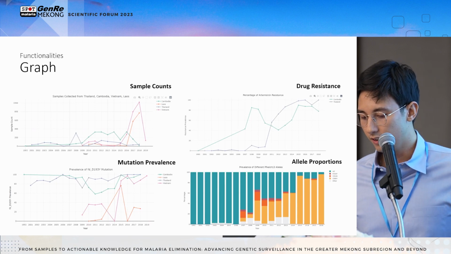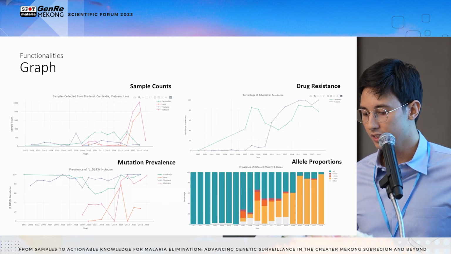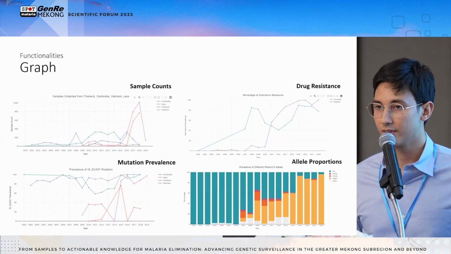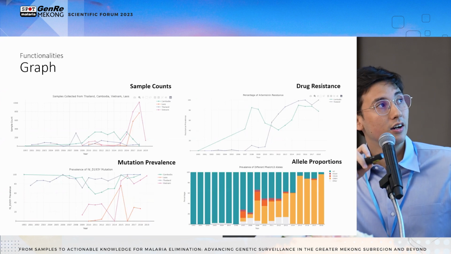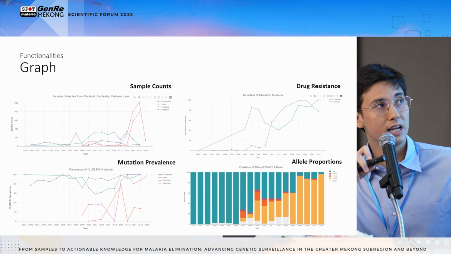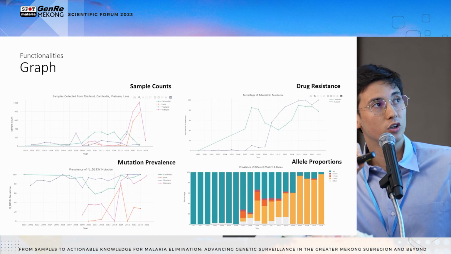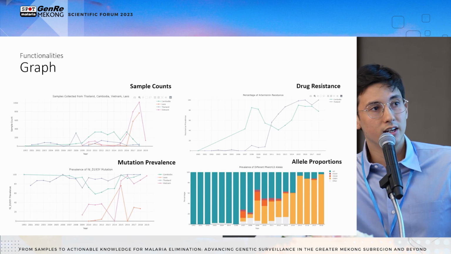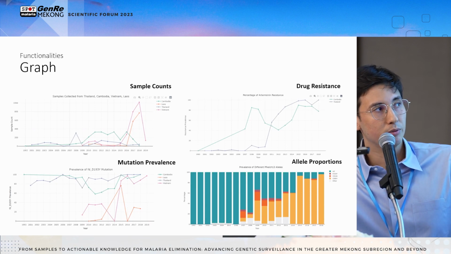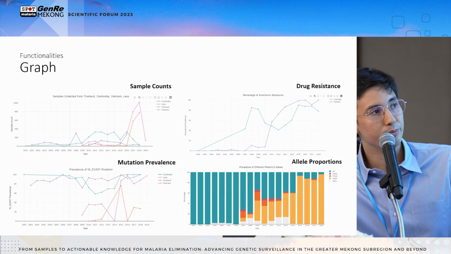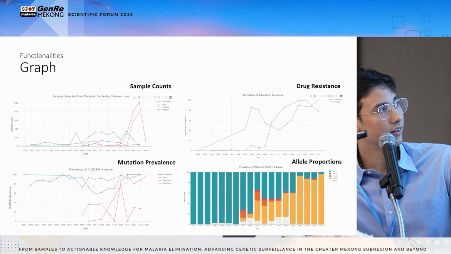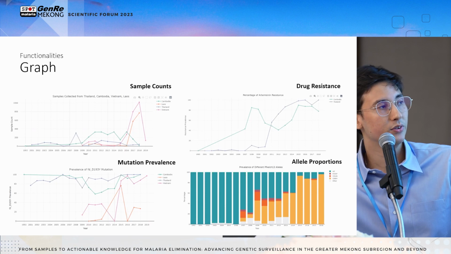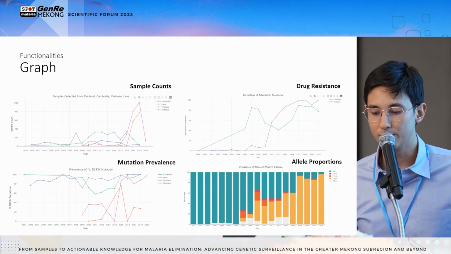Next is the predicted resistance to artemisinin. And here you can see the graph of the percentage of samples that are predicted to be resistant to artemisinin in Cambodia and Thailand. Next, the application is able to produce a graph of the prevalence of mutation. Here, the prevalence of the ferredoxin D193Y mutation is shown for Cambodia, Laos, Vietnam, and Thailand.